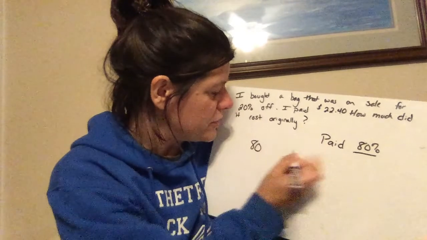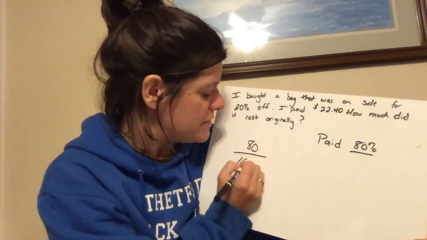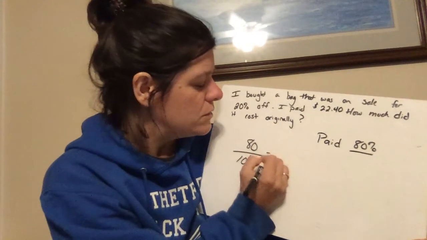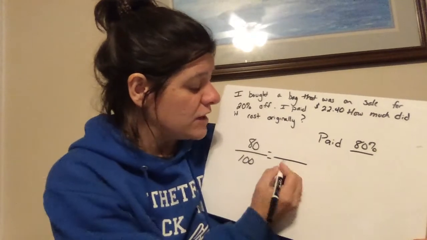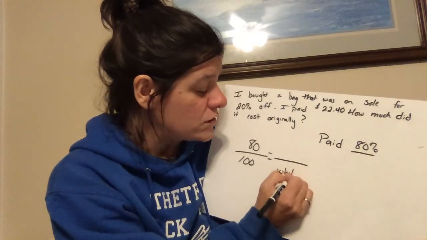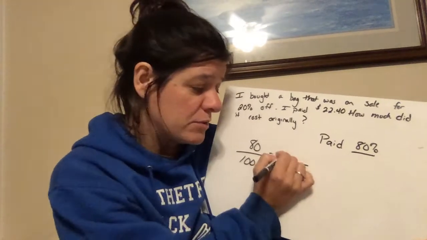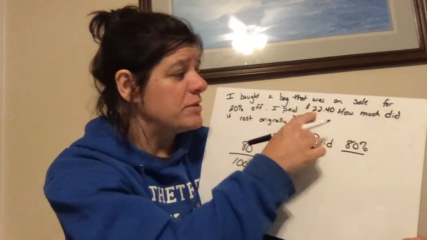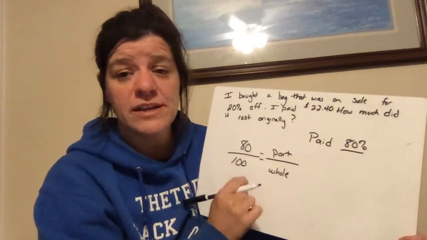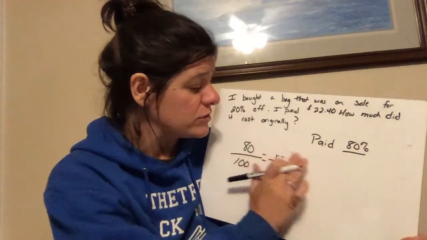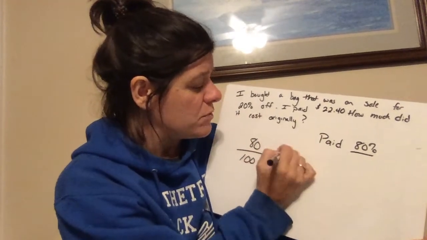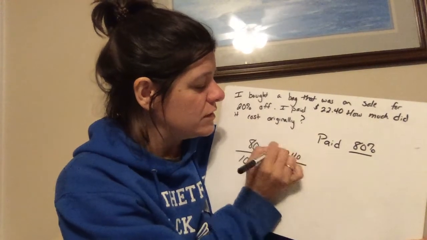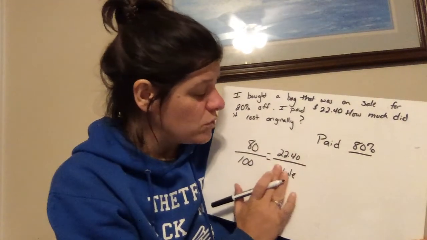So I'm going to start by using that. 80% is the same as 80 out of 100. And then here I'm going to put whatever the whole cost was. And here I'm going to put whatever the part of the cost was. So in this case, I paid $22.40, which was the sale price. So that's my part. So I'm going to erase that and I will put my $22.40 here. And then what I'm looking for is my whole.